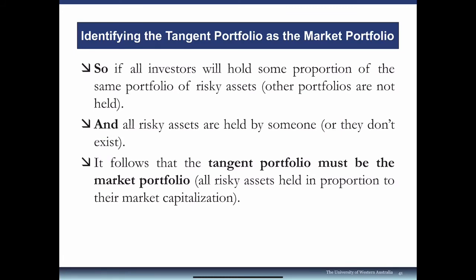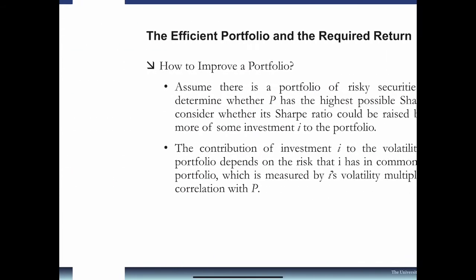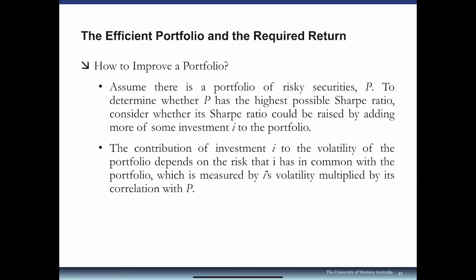So that means that the tangent portfolio, if I have all the stocks available to reproduce this efficient frontier, must be the market portfolio, which is the portfolio that you allocate according to a particular weight to all the stocks. So how do we improve a portfolio?